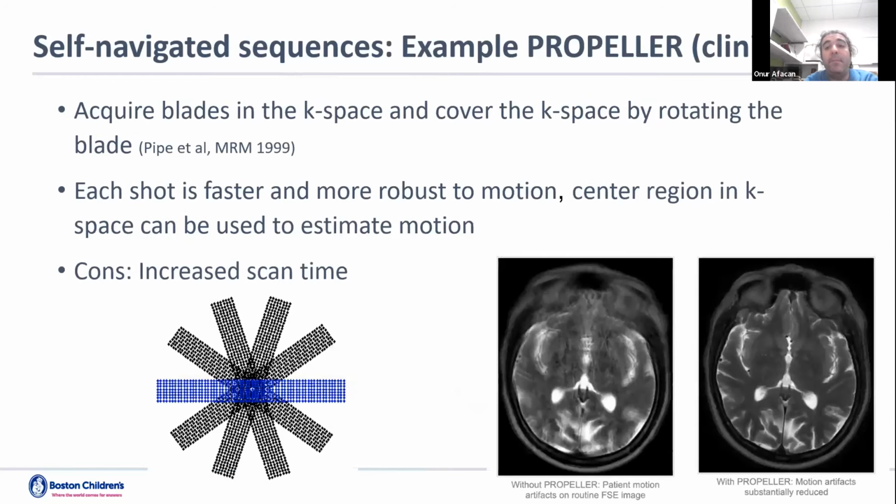From the examples that made it to the clinical practice, one that definitely made it was suggested by Pipe et al. in 1999. It's called PROPELLER; in some vendors, it's called BLADE. Instead of acquiring the full k-space, it acquires small blades and rotates the blades in k-space. So each shot is faster and more robust to motion, and the center of k-space can again be used to estimate motion, but as a disadvantage it increases the scan time. Here's an example without PROPELLER, acquired with the standard Cartesian fast spin echo sequence, and here's with PROPELLER. These scans have the same motion. As you can see, the blades show almost no motion artifacts.